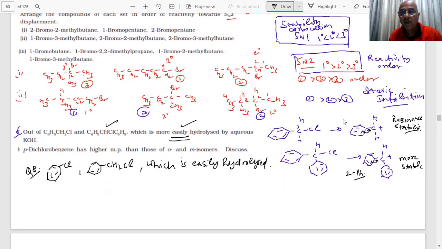This CH2Cl will be more easily hydrolyzed. What is the reason? Sir, because in this case, benzylic carbocation will be formed, which is more stabilized by the benzene ring. And in the second case, plus charge will be on the benzene ring. That is why. That will not be, that is a highly unstable intermediate. Doesn't even react.